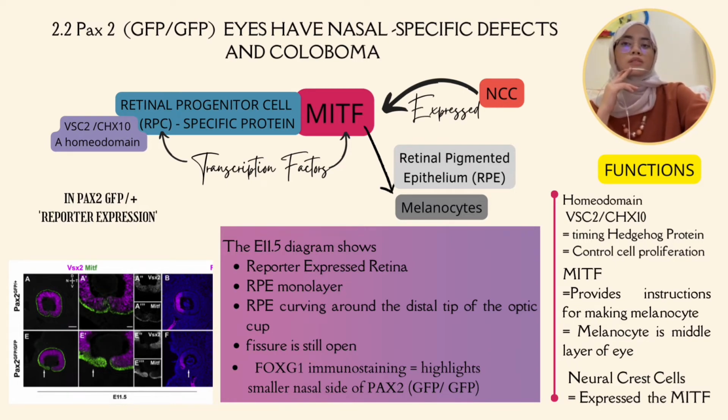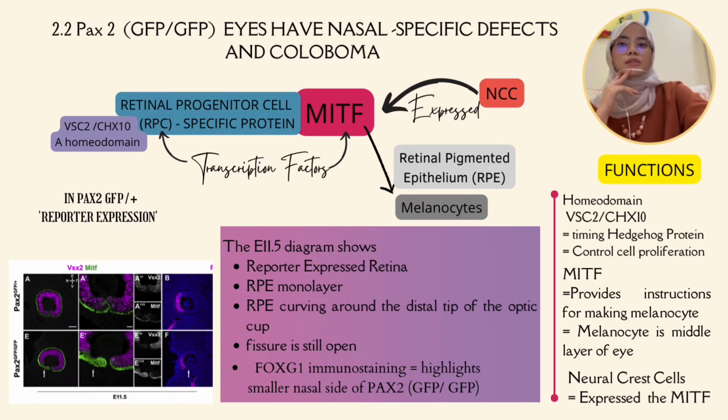MITF is very important because it provides instructions to make a protein called melanocyte. Melanocyte is the middle layer of the eye during eye development. That's why MITF is very important. MITF is expressed by the NCC, neural crest cells, that originate in the ectoderm at the margin of the neural tube. Neural means it is closely related to the nervous system. The MITF melanocyte that is produced would eventually enter or accumulate in the RPE, retinal pigmented epithelium.